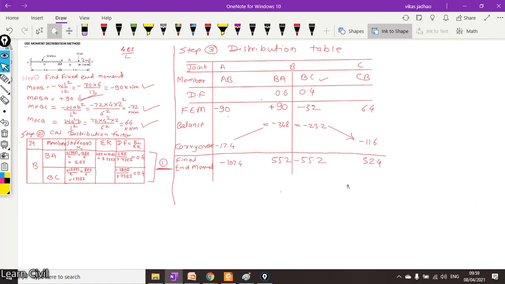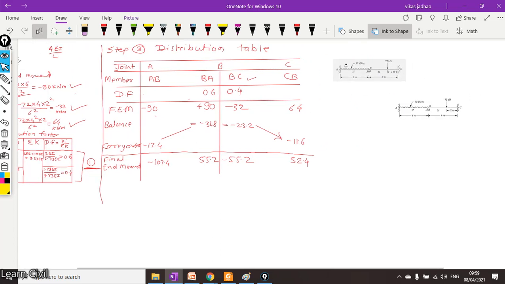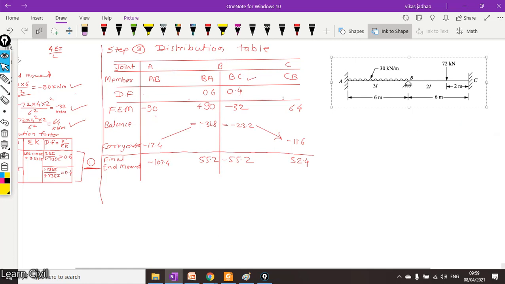The next step will be to draw the bending moment diagram. Now to draw the bending moment diagram, I will copy this here. First we will be drawing the free bending moment, so we calculate the free bending moment values.